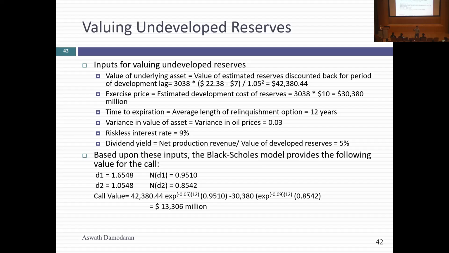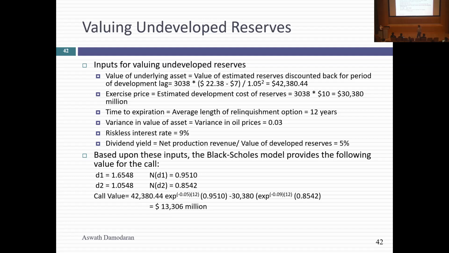So there is some uncertainty about what oil prices will be. So I'm going to try to value just the undeveloped reserves as an option. First I said, if I develop these reserves today, what would I get as value? So I took the 3,038 million barrels. I multiplied by 1538, which is what you're making per barrel. And because I have to wait 2 years, this looks like I'm discounting, but I'm just reflecting the fact that it takes 2 years for me to actually develop the reserves. What I get is 42.38 billion. If I develop these reserves today, the value of the oil I will get is 42.38 billion.